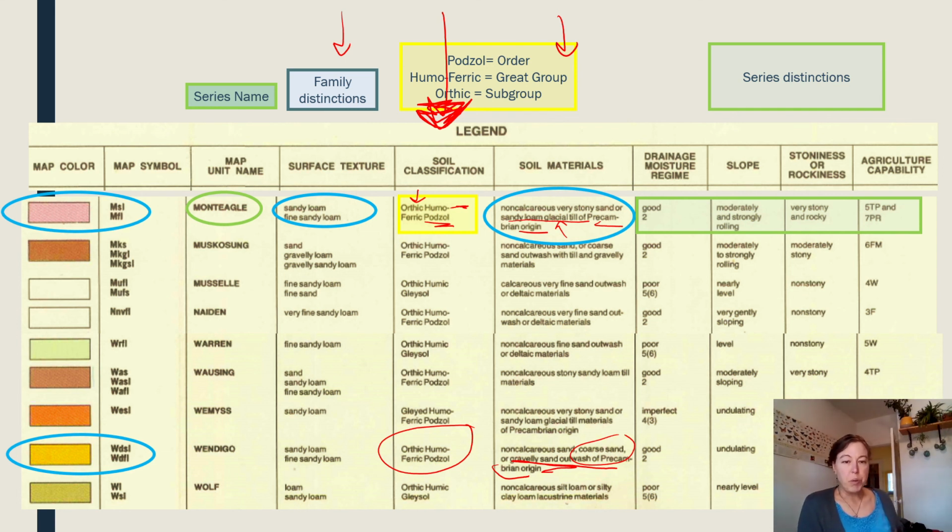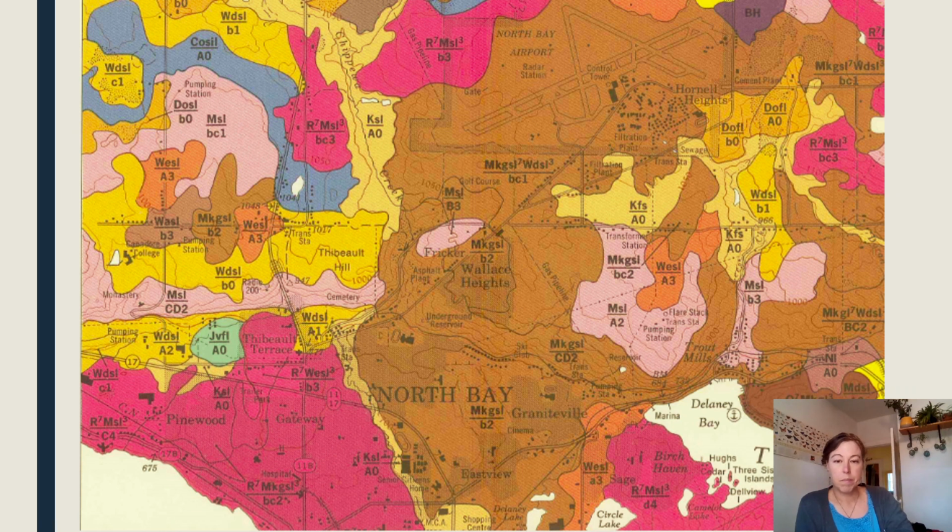So on campus, we have the Monteagle and the Wendigo, which are kind of fun series names. They're usually named after areas. So like there's a Wendigo Lake locally that it was probably named after. I'm not sure where the Monteagle came from, but I'm assuming there's probably a lake or a township name that's Monteagle somewhere, because this series might not just be local to North Bay. This series might extend quite far. Right? So we got lots of different ones on our map.